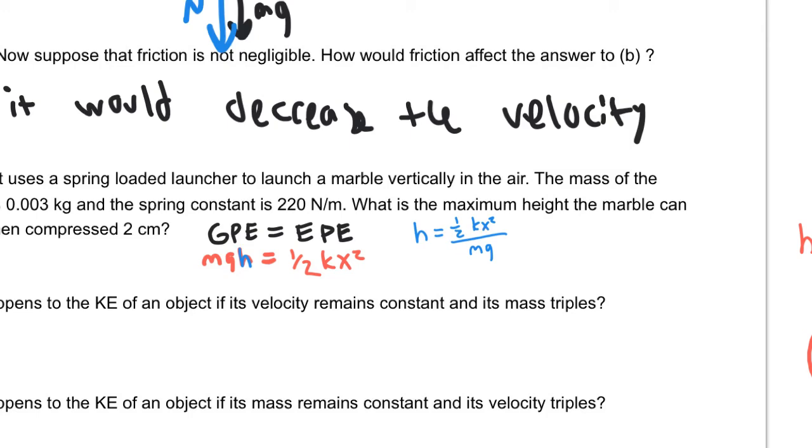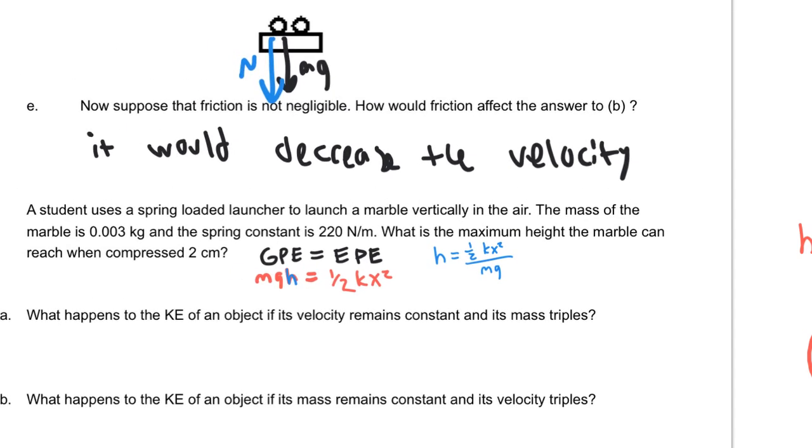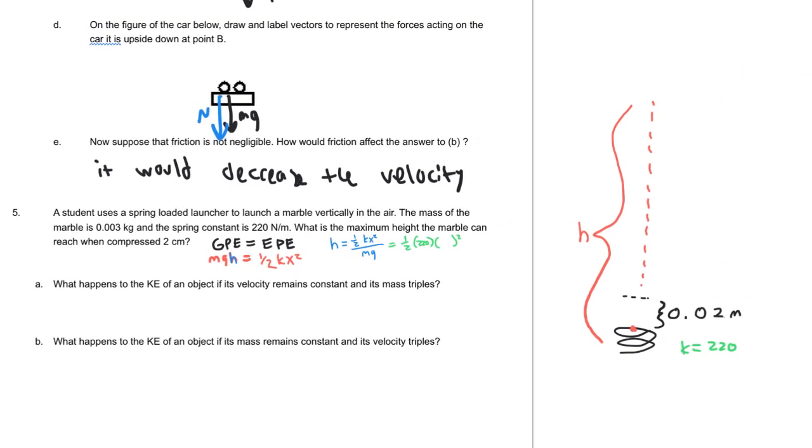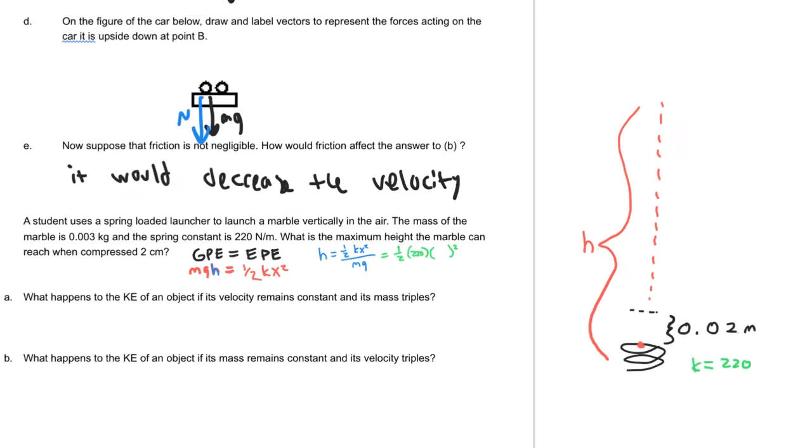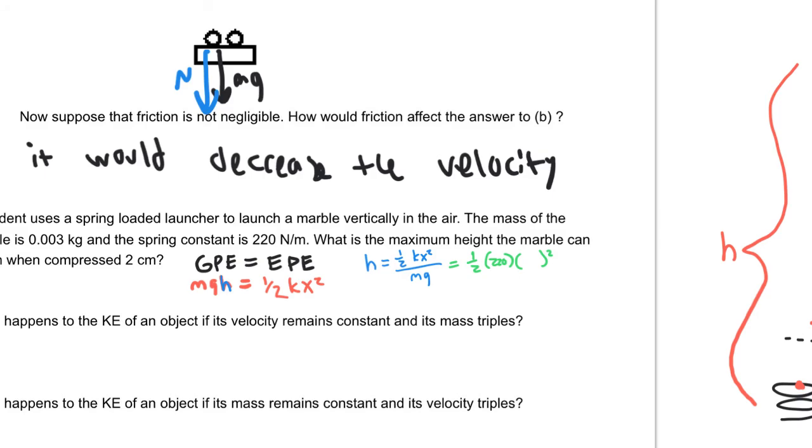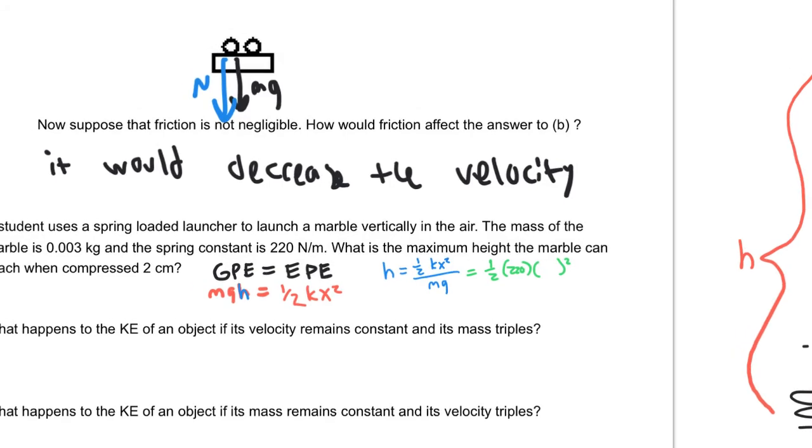And again, the reason I'm doing it that way is because I want to really only do one calculation in my calculator if I have to. So I have 1 half times k. The constant is 220. We already knew that. X squared. Well, the x we already discovered. The compression displacement we already discussed is 0.02, right? So we're going to put that in there. That's 0.02.